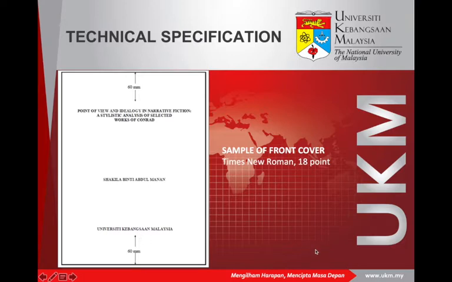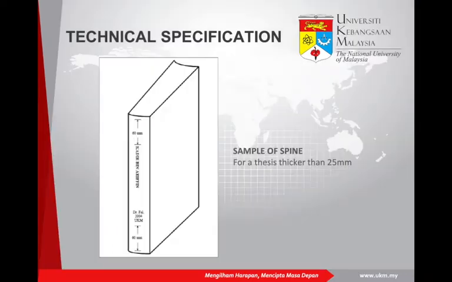So that's the technical specification for the front cover. Please do not concern too much on this formatting. You should focus more on the content of your thesis. So for this formatting, it's already in the template, you just use it. It's not like you have to print and then take out your ruler to measure the distance. You don't have to do that, right?